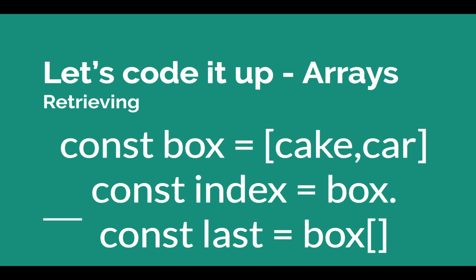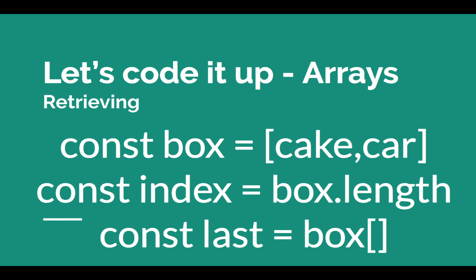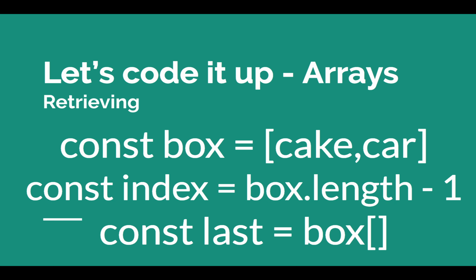If you ever see dots in programming, what that means is you are asking for something on something else. Let me break it down. So box is an array, and our array has a value called length. We know it, and we can use that. And so what we can do is we can say box.length, which will get us the length of the box, minus 1.